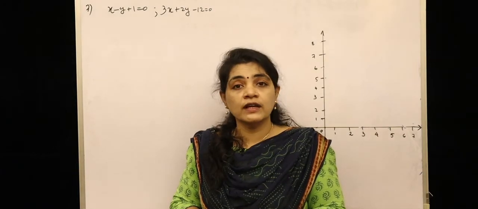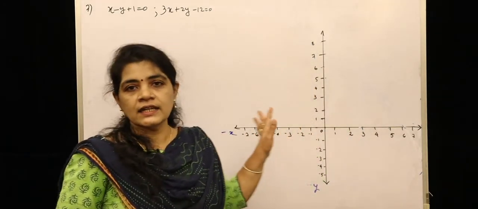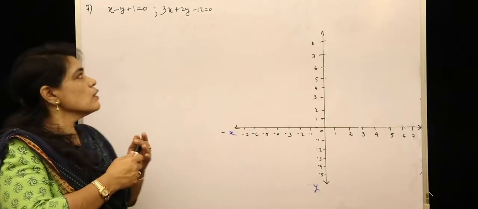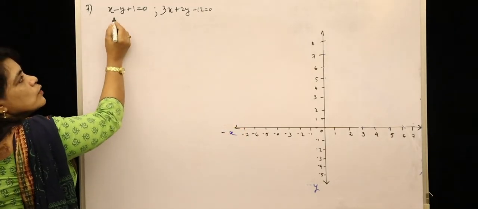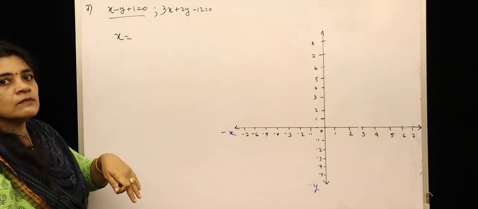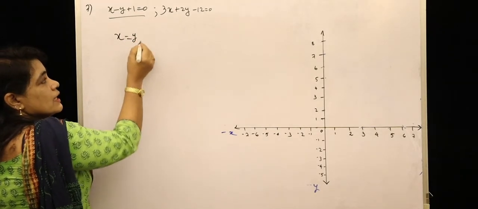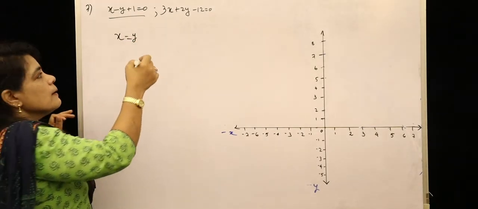Let us first draw the graph for these two lines, considering each equation separately. From the first equation I am going to represent this in terms of x, by taking all the terms to the RHS, that is, minus y becomes y and plus 1 becomes minus 1.